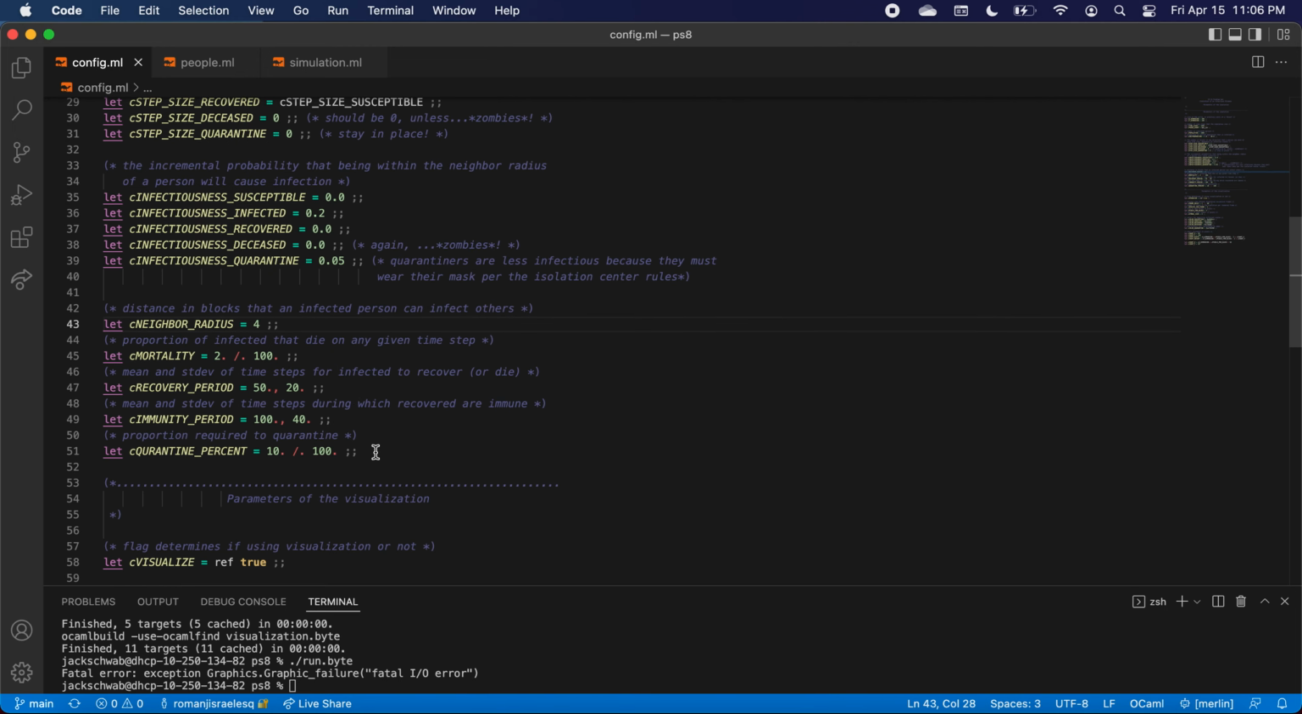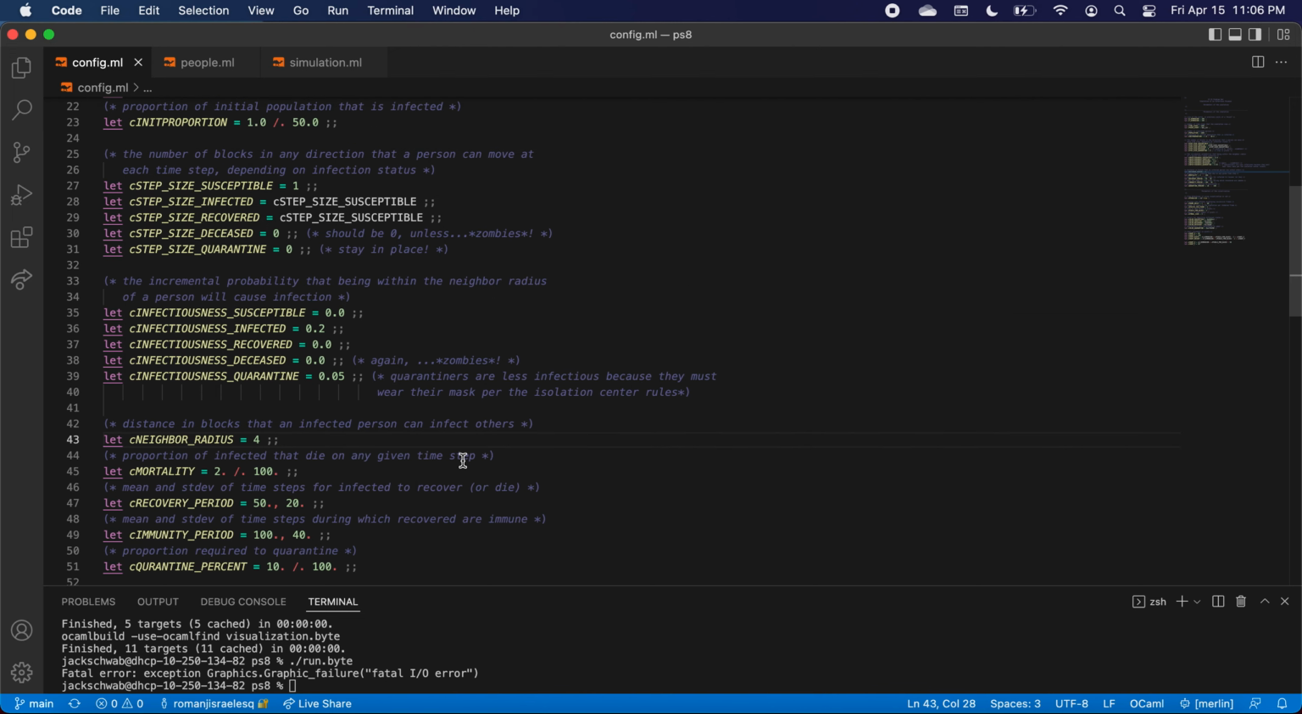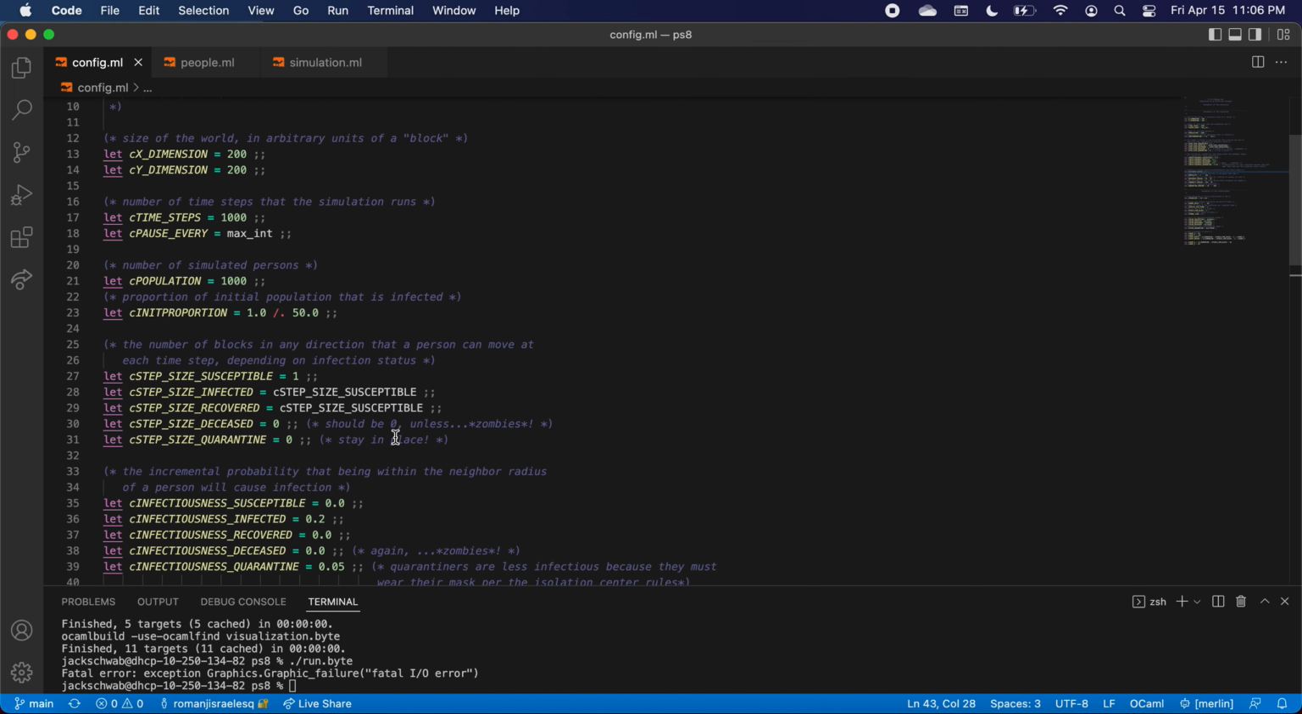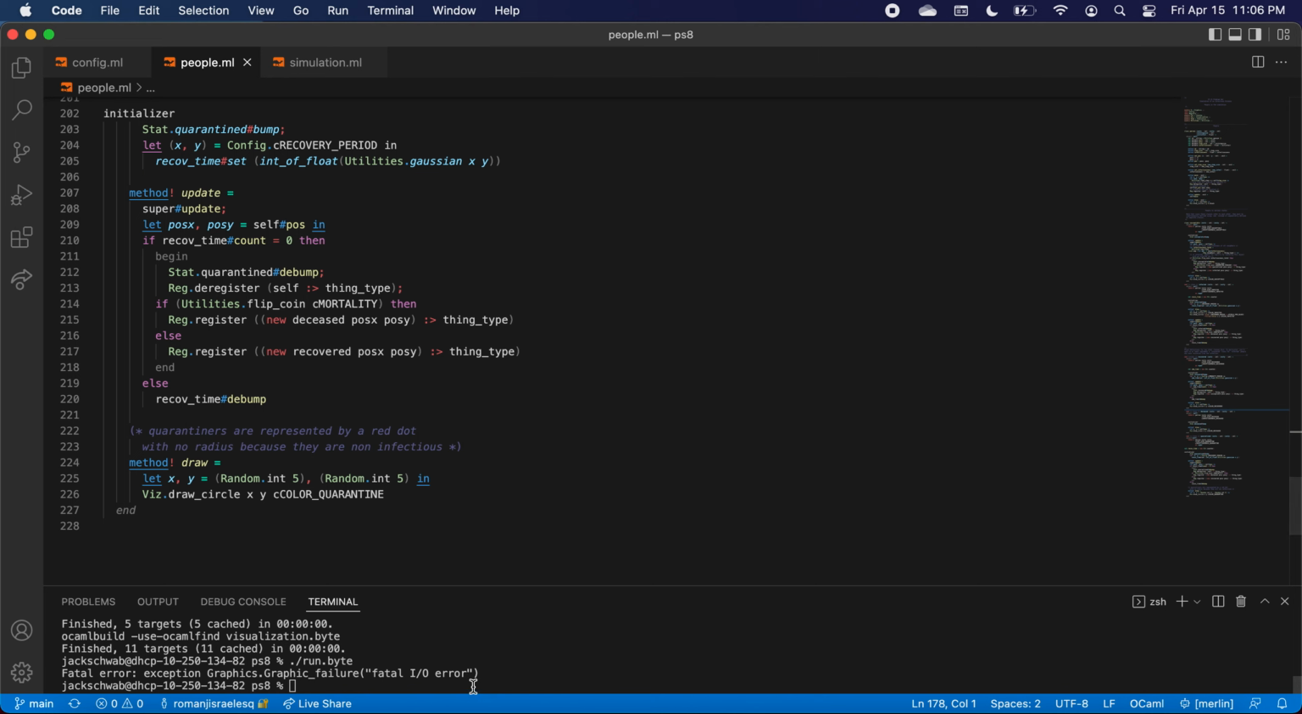Additionally, the quarantine percent, we have it set at 10% right now. I think it's reasonable as the governor of CS51 that 10% of all infected people get quarantined by random lottery system. Accomplished using the flip coin method, and then their infectiousness, as I said, is at 0.5%. Their step size is 0.